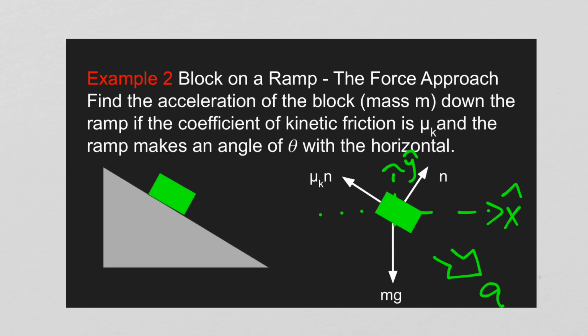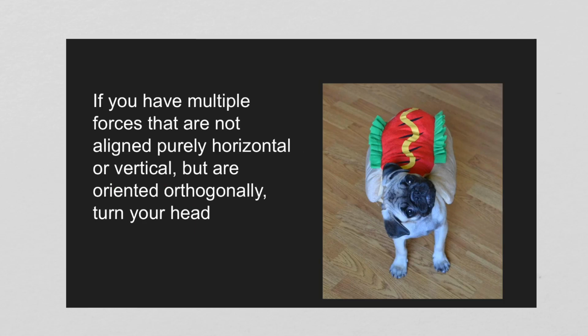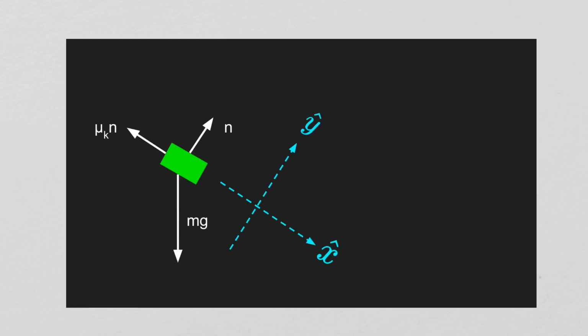I wish there was a solution. Like turning your head sideways, which works. So all you have to do is you rotate your axis. Typically, I like to put the axis where the acceleration is, or at least one of them, and the other at 90 degrees. Because what happens, oh look, now friction is just in the x direction. Your normal force is just in the y, and the only one you have to break up is the force of gravity. So let's go ahead and do that.